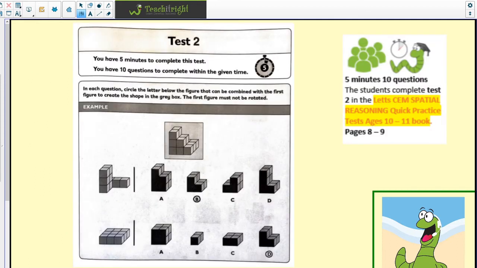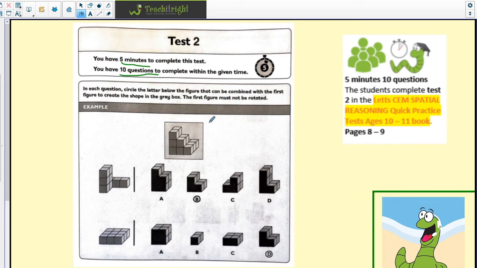Right, the next activity is from Test 2. So this is the same Let's CEM spatial reasoning book. And it is just the next page. So if you finish the last, turn over the next one, and we're on to page 2. For this one, you've got 10 minutes to answer 5 questions. And what that means is you have still 30 seconds per question, but slightly less time overall. So again, get yourself a timer set up.